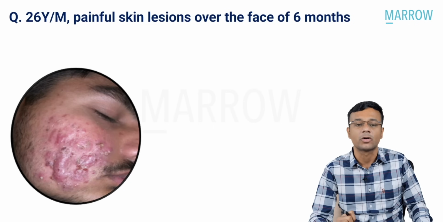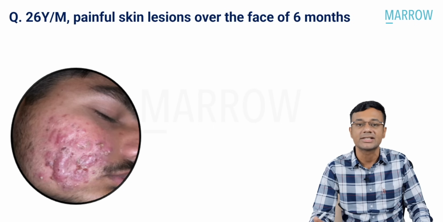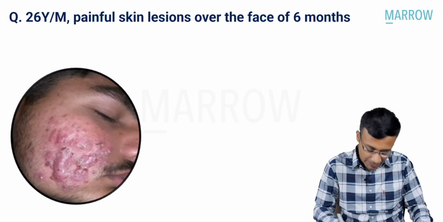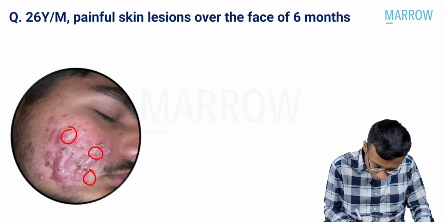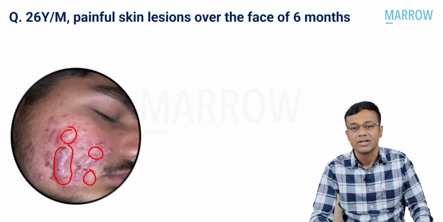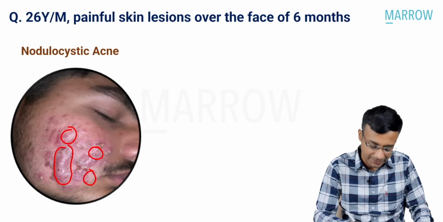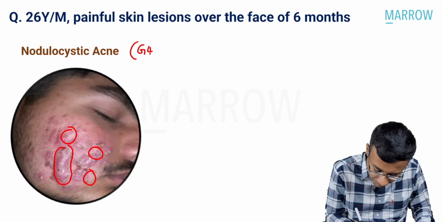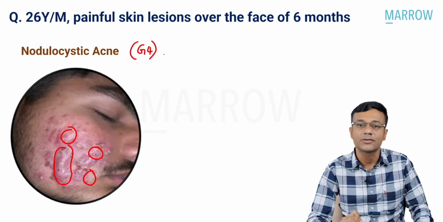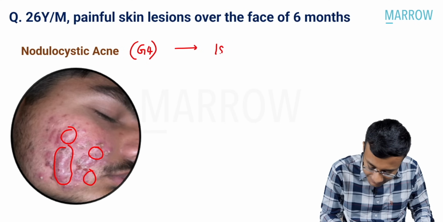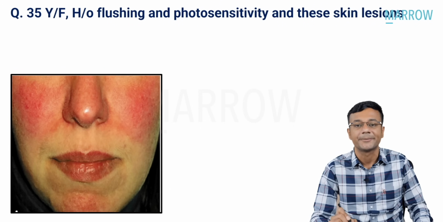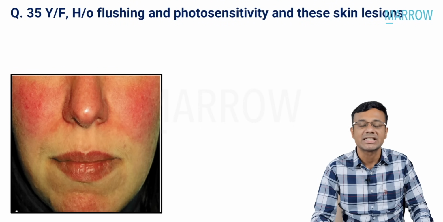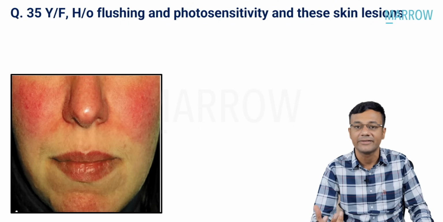Here we have a 26-year-old male who presents with painful skin lesions over the face of 6 months duration. So when we examine this patient, we can see there are multiple red, tender nodules and cystic lesions here. So this is talking about the most severe form of acne, which is called as nodulocystic acne. This is also referred to as grade 4 acne. The drug of choice for grade 4 acne is isotretinoin.